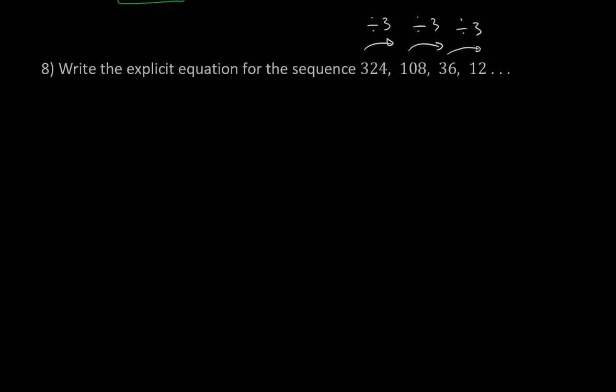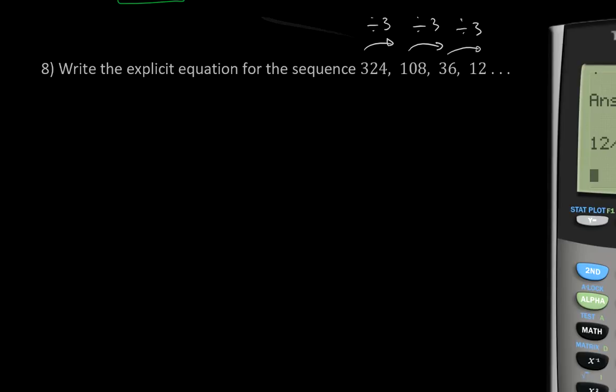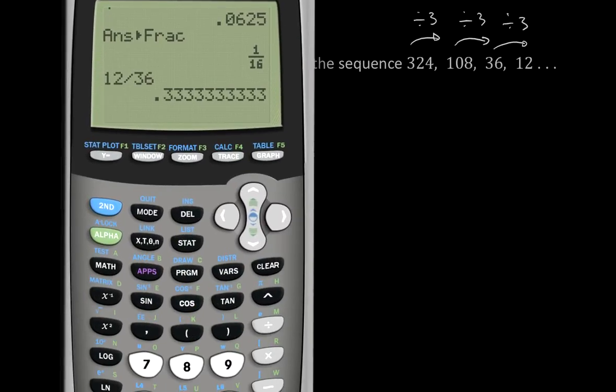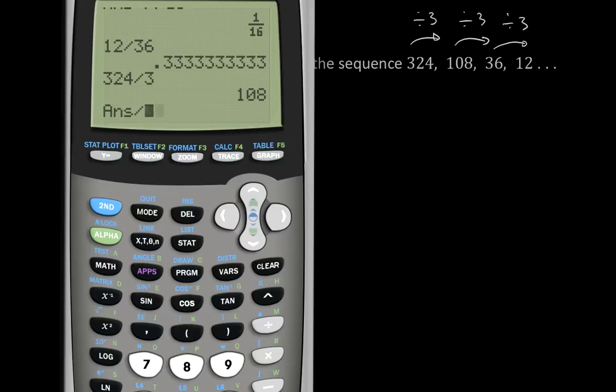So I'm going to verify it. I should check that out because what if it's not? I think it is, though. 324 divided by 3 is definitely 108, divided by 3 is definitely 36, divided by 3 is definitely 12.